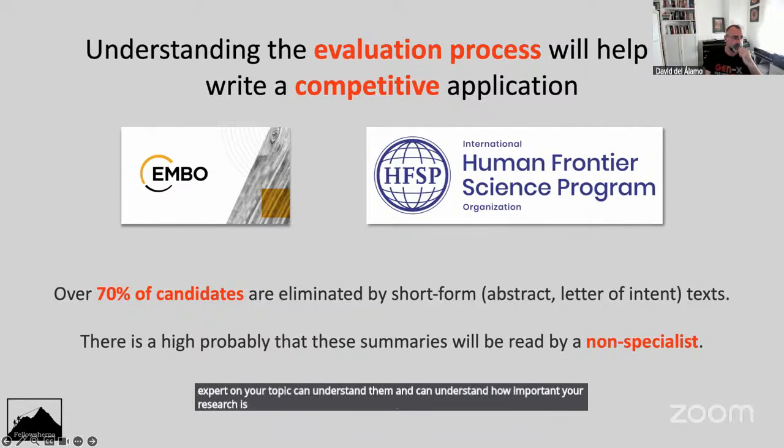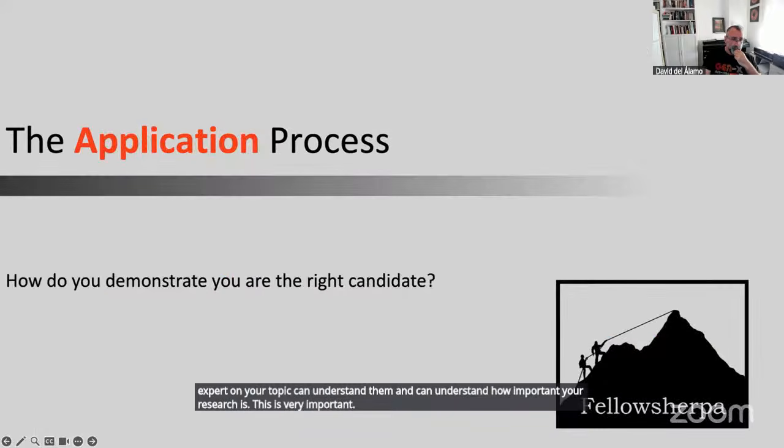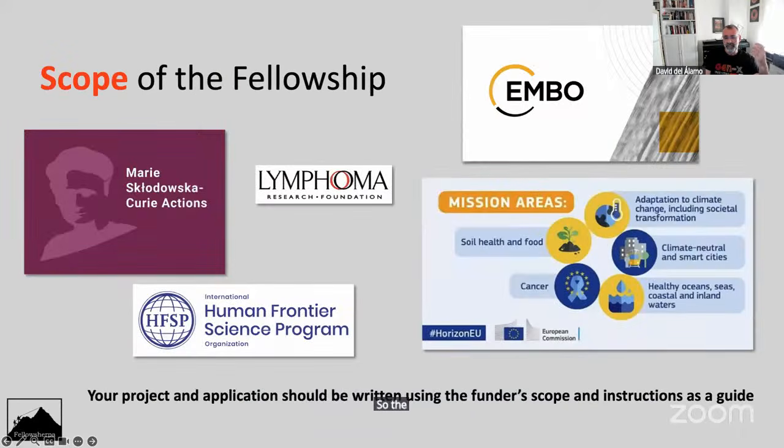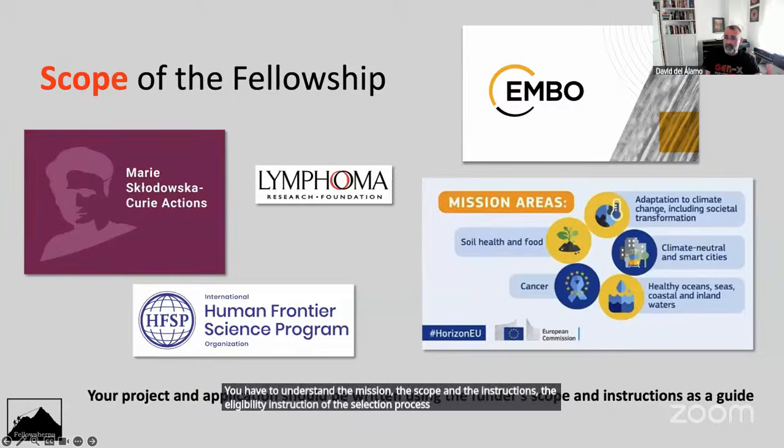This is very important. So the application process, basically, you have to understand the mission, the scope, the instructions, the eligibility instructions, and the selection process in order to write a good application.